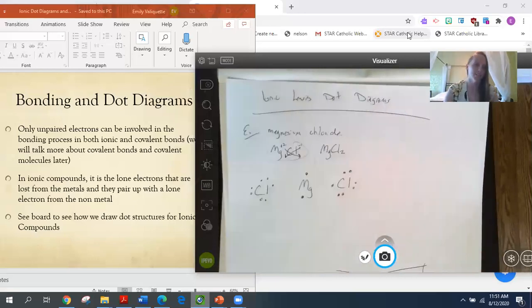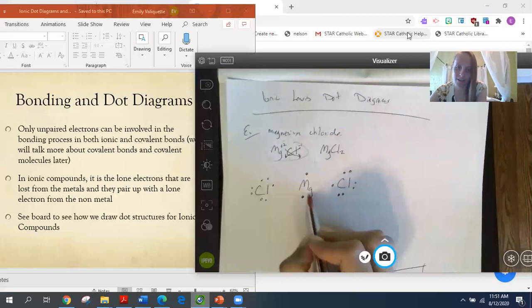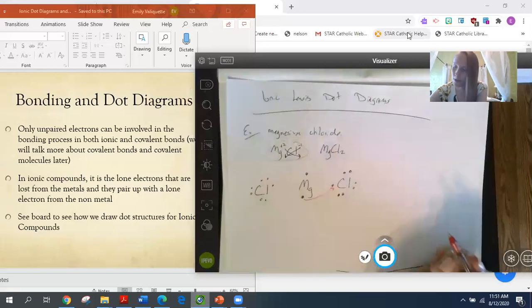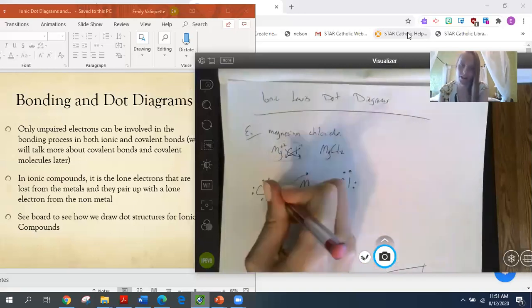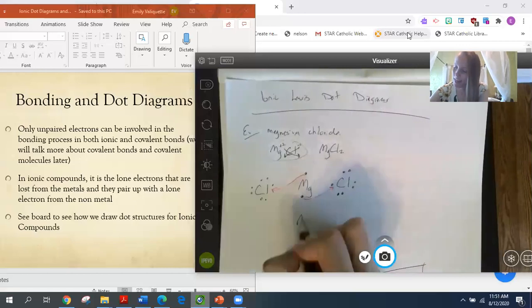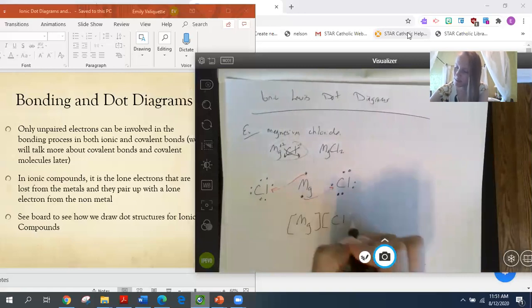Okay, then I need to show the movement of my valence electrons from the metal, in this case the magnesium, to the non-metals. These lone electrons around the magnesium can only go where there is a lone electron on the chlorine. They cannot go to an already paired set of electrons. So 1 is going to go to each lone electron on the chlorine. And then my last step is to write this out using some square brackets. So I'm going to have my magnesium and each of my chlorines in some square brackets.